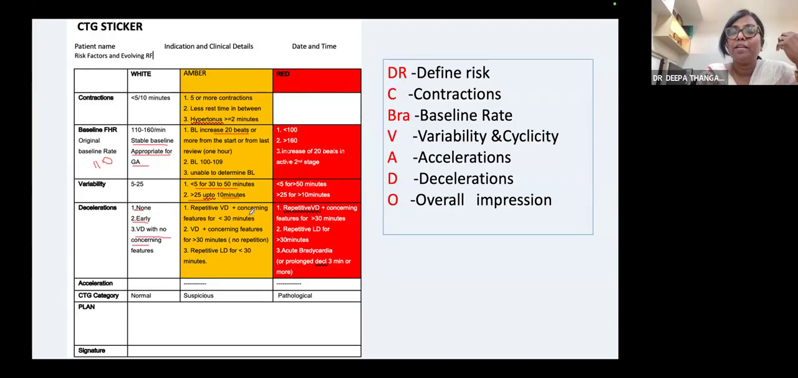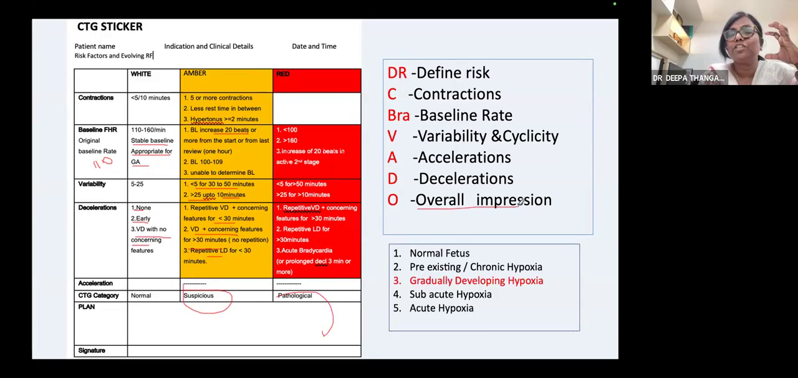Repetitive variable decelerations with concerning features for less than 30 minutes are amber, and variable decelerations with concerning features for more than 30 minutes with no repetition are amber. Repetitive means coming again and again, each and every contraction having a late or variable deceleration. Any repetitive deceleration lasting more than 30 minutes is red, and acute prolonged bradycardia is red. So the CTG at the end could be either suspicious or pathological. That is how you write the overall impression.